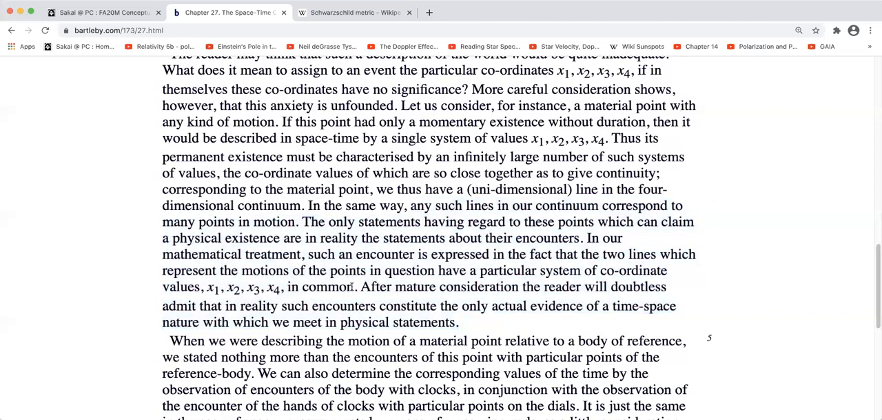So a question for anyone, what does he mean after mature consideration? The reader will doubtless admit that in reality, such encounters constitute the only actual evidence of a time-space nature. Why does that make sense? That's only with encounters that we can talk about physical meaning, namely time-space. Whereas if you're not talking about encounters, when it comes to those coordinates, don't assign meaning to them, just say they're general coordinates.